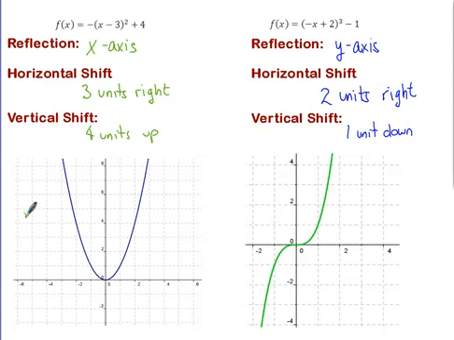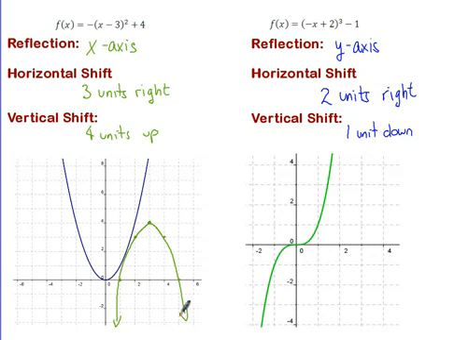So for this first example, I've graphed the parent function f of x is equal to x squared, and we're going to base this graph off of that. We already determined there's a reflection over the x-axis, because the negative's on the outside. We're going to shift 3 units to the right and 4 units up. So for my vertex, I'm going to shift over 3 units to the right and 4 units up. And then from there, keep in mind it's going to reflect over the x-axis, so now this is going to open down. Just plot a couple additional points, and you're good to go.